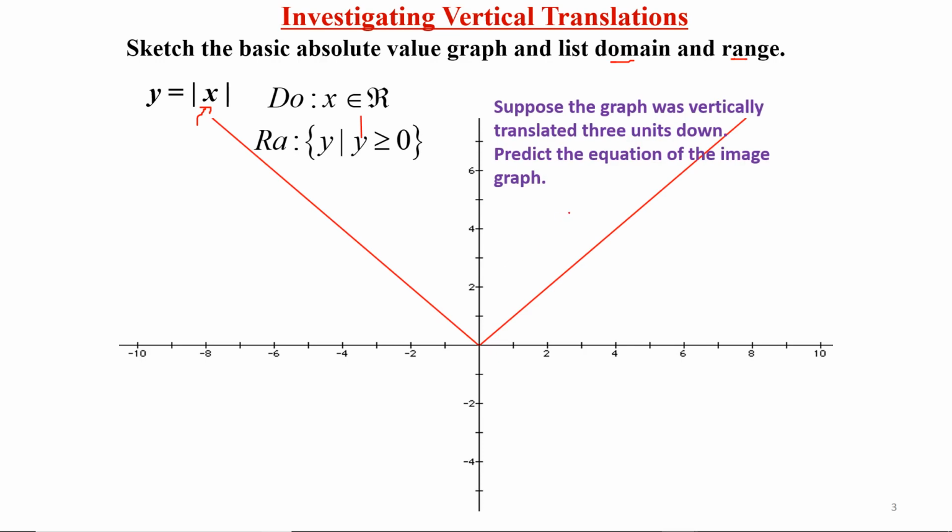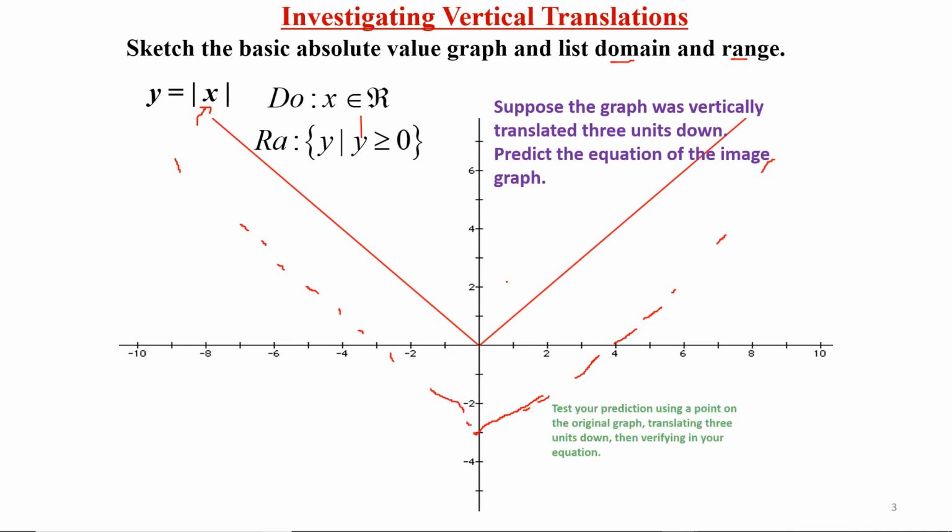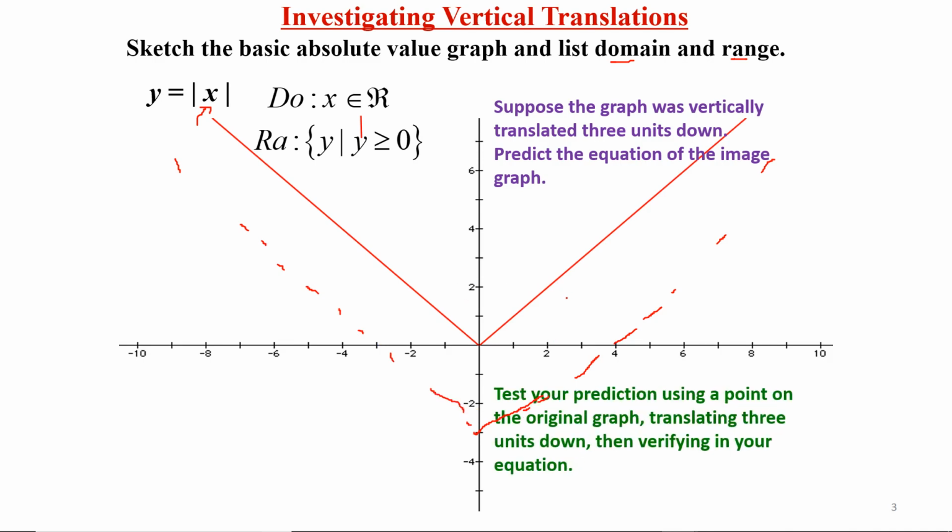Now suppose the graph was vertically translated 3 units down and we want to predict the equation of the image graph. That means 1, 2, 3, 3 down. We want it to be 1, 2, 3 here, like this. We need to test our prediction using a point on the original graph, translating 3 units down, and then verify our equation.